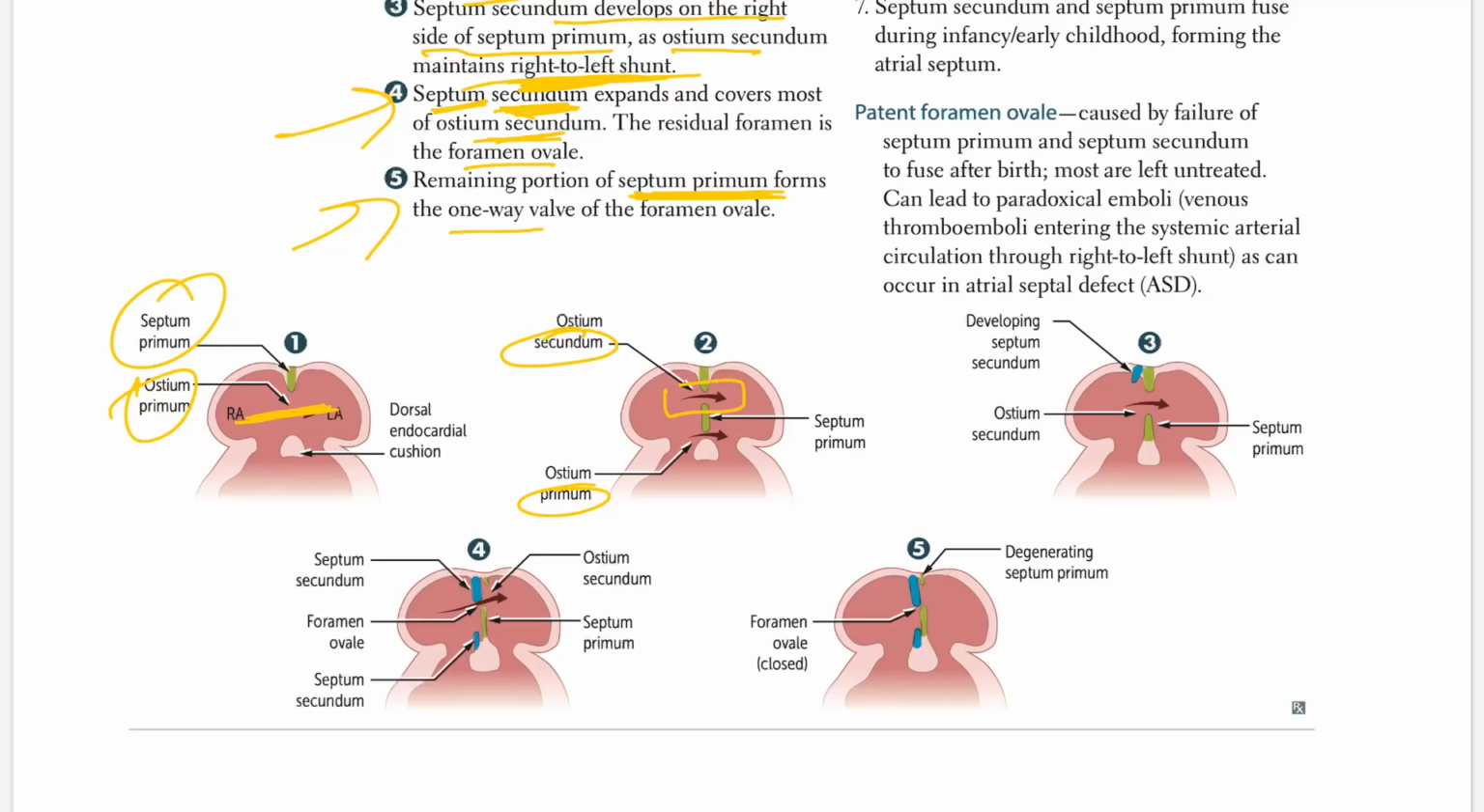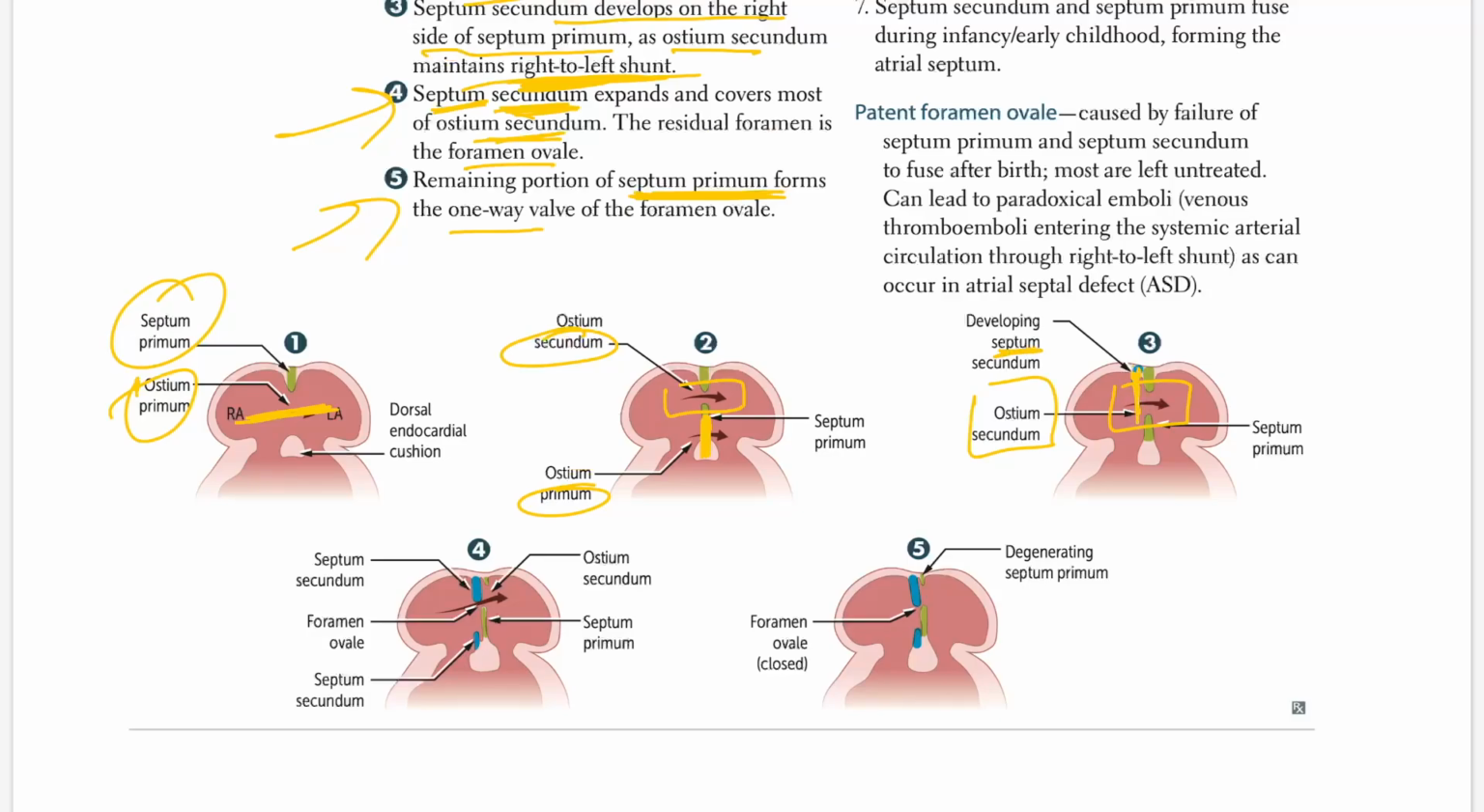And now we have secundum to deal with, because the primum will eventually close, right? Now we have secundum to deal with. To close this ostium secundum right here, we developed another septum from the top. We called it septum secundum, which is going to eventually come down and close this out.